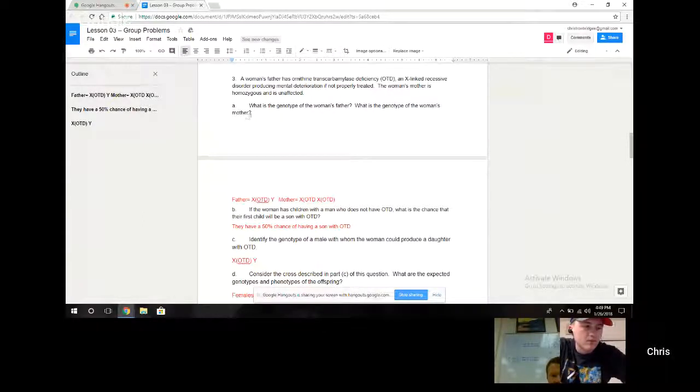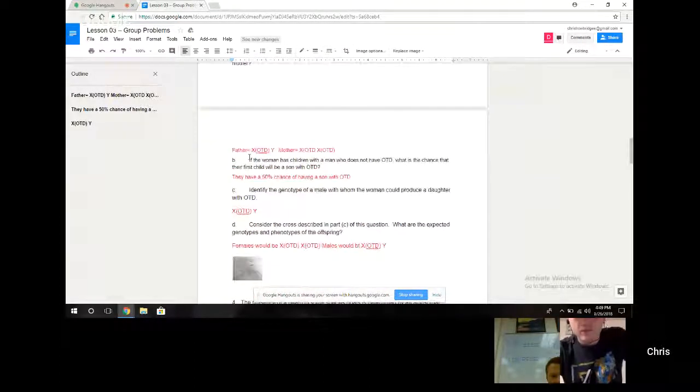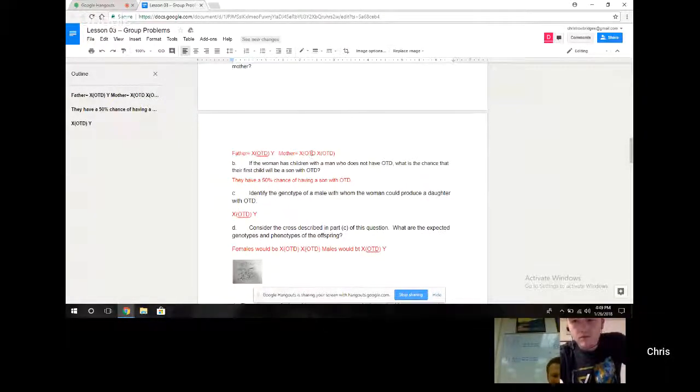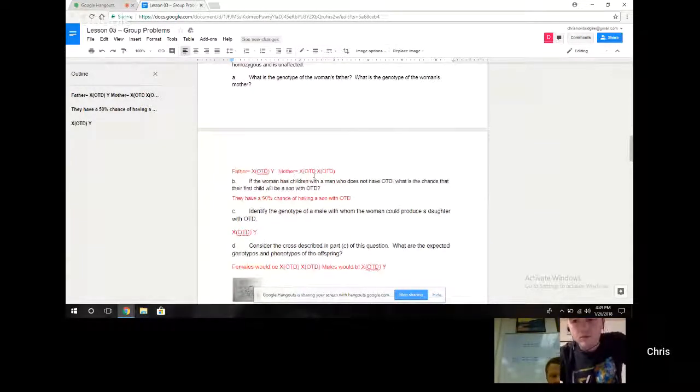So right here, what is the genotype of the woman's father? What is the phenotype of the woman's mother? So right here we have the father. He just has it on his X chromosome. Since the mother is homozygous recessive for it, she has it on both of her chromosomes.